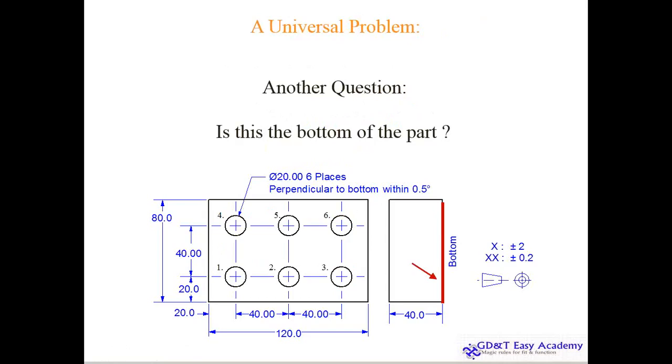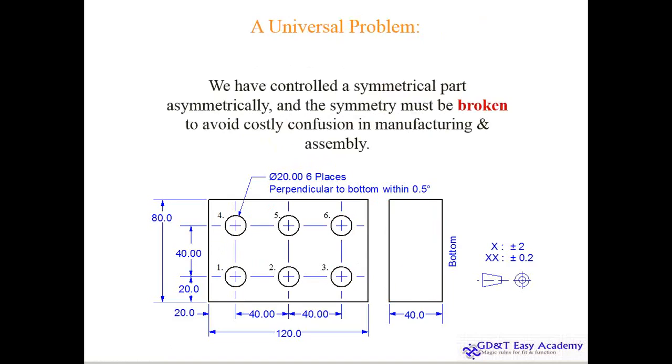Is this the bottom of the part, or is this the bottom of the part? Is this the bottom of the part, or is this the bottom of the part? Nobody knows. We have controlled a symmetrical part in an asymmetric way. This is an absolutely symmetric part, but the complete controls which we have done are in an asymmetric way, and the complete frustration and confusion for the manufacturing and the inspection people starts.